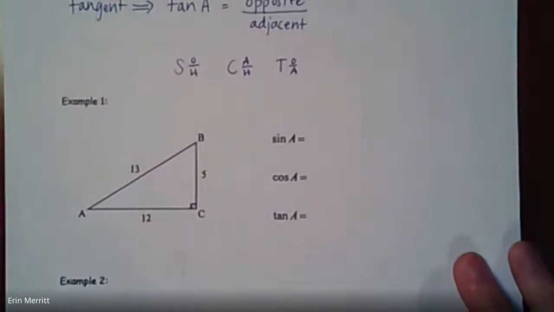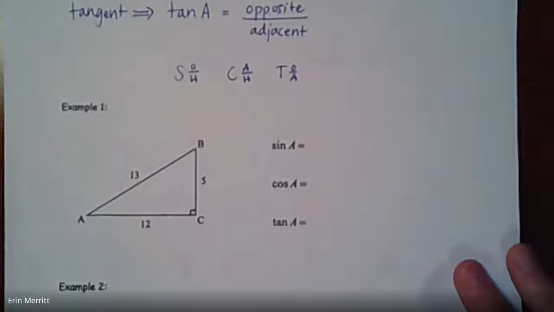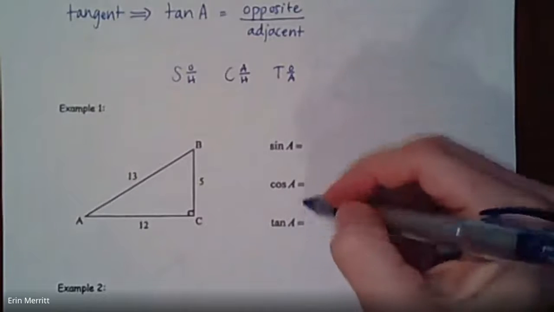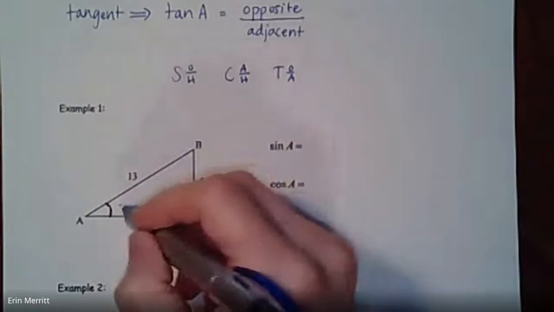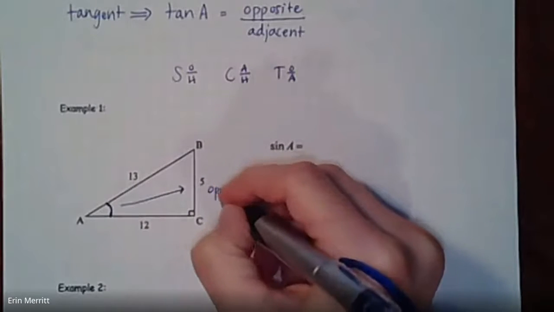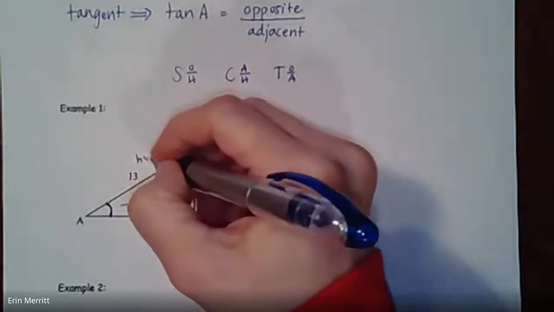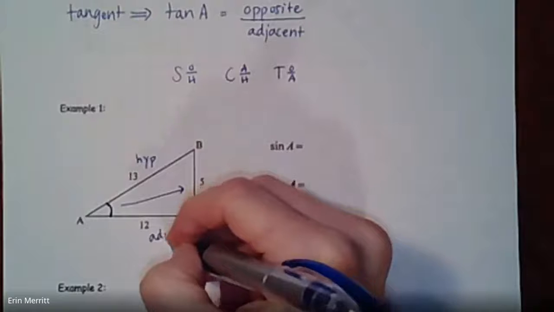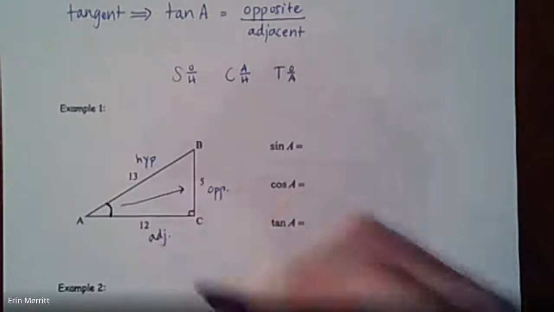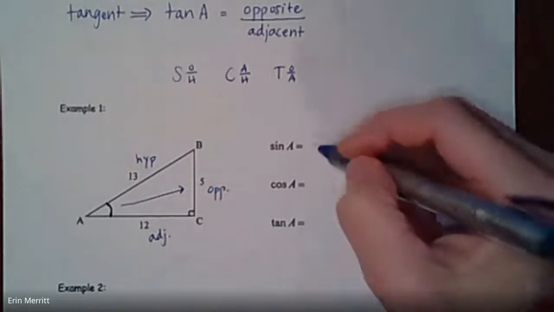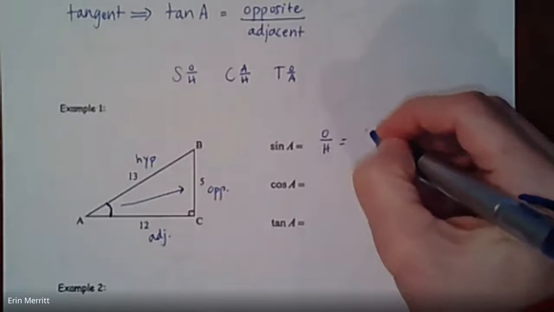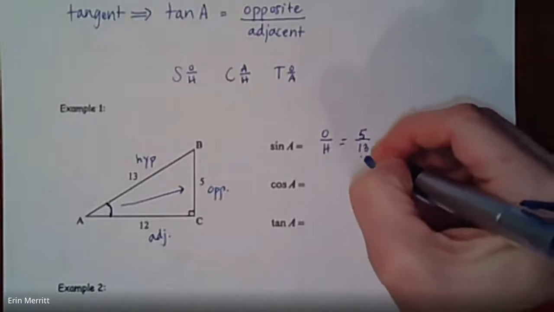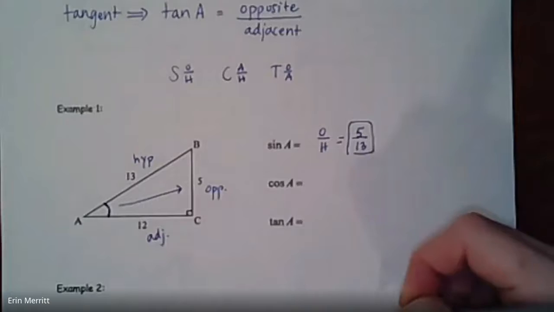All we're doing down at the bottom of the page is practicing using those ratios. Since this first one is all about angle A, mark angle A, and then I want you to label the sides with the opposite, the hypotenuse, and the adjacent, or even O, H, and A will do. The sine of angle A is the opposite over the hypotenuse. That's going to be 5 over 13, and that's as far as you need to go.